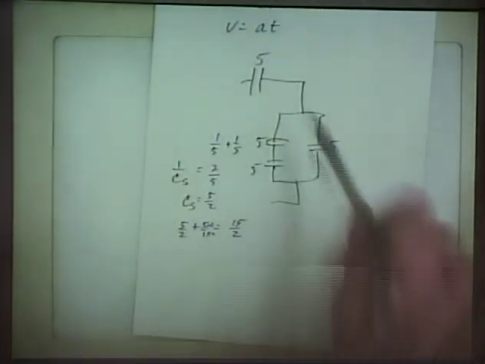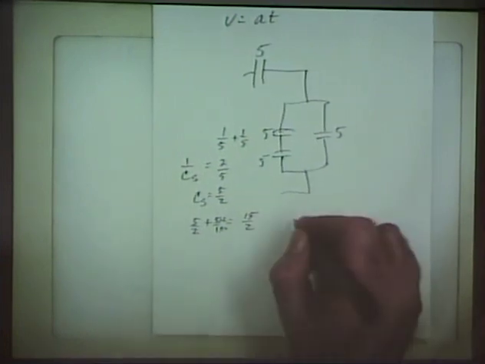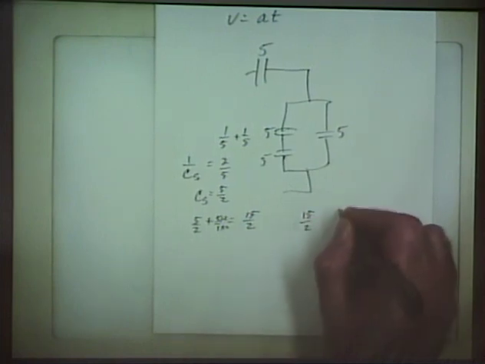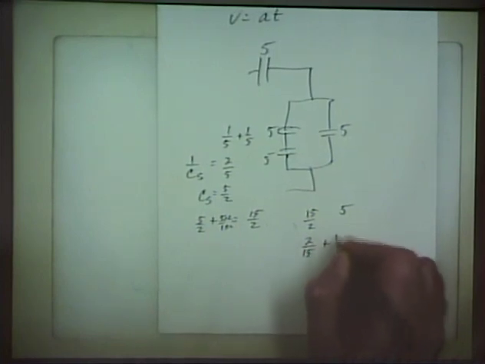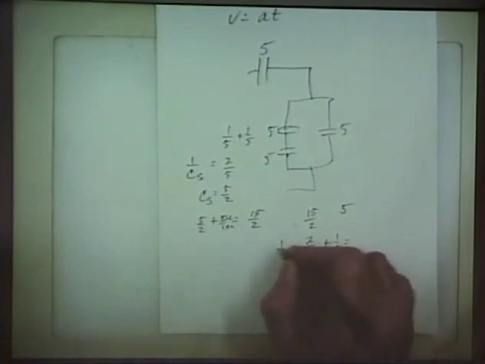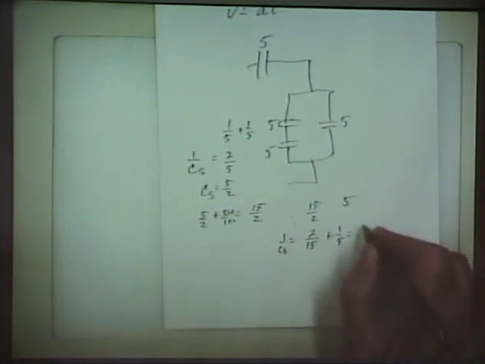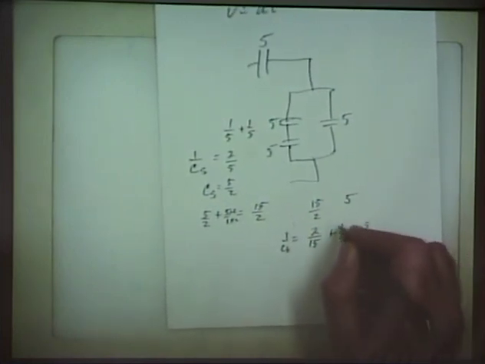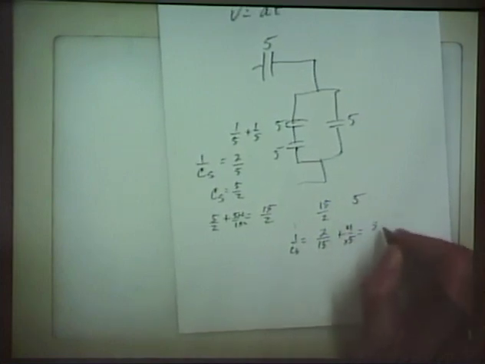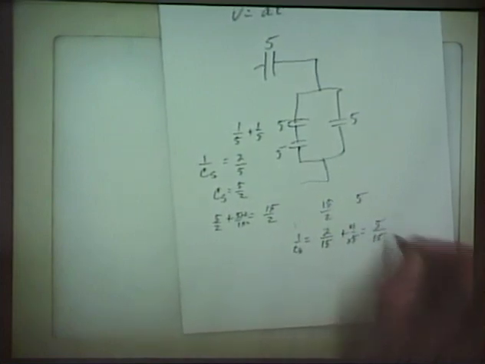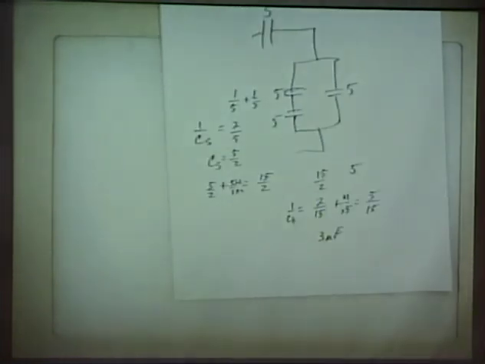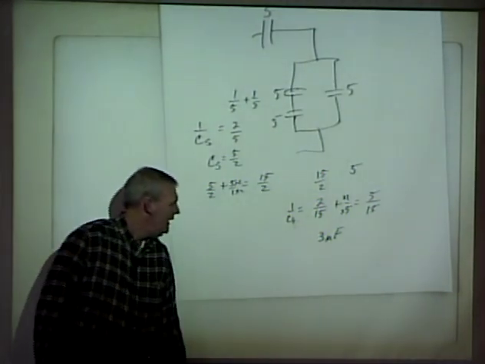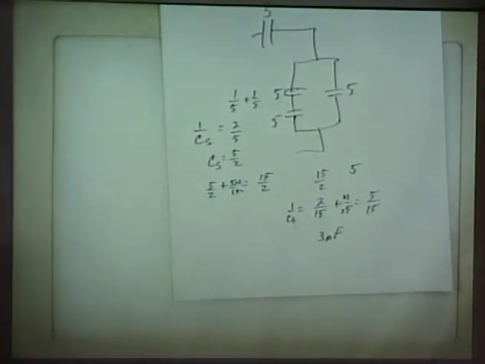And then I've got 15 over 2 and 5 in series, so I flip those over. I get 2 over 15 plus 1 over 5 equals 1 over series again. Multiply this by 3 and 3, and I get 5 over 15, and then flip that over and I get 3. Okay, so that was that one.